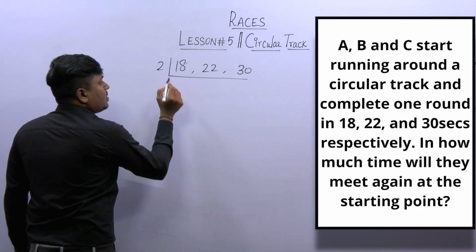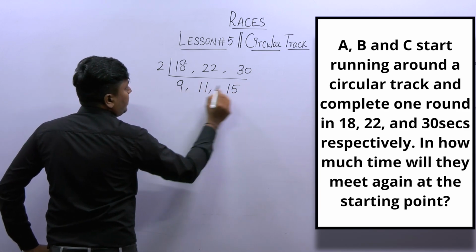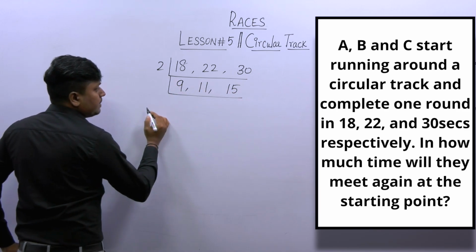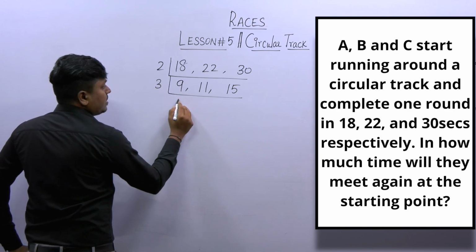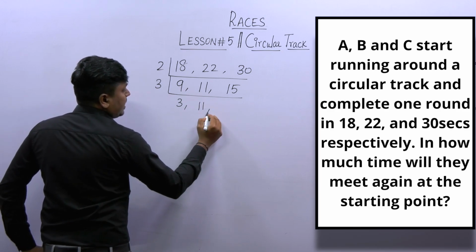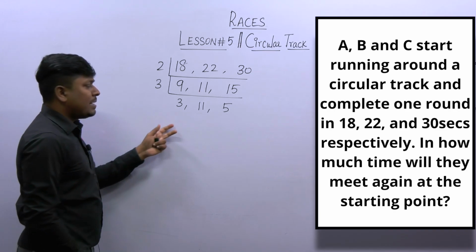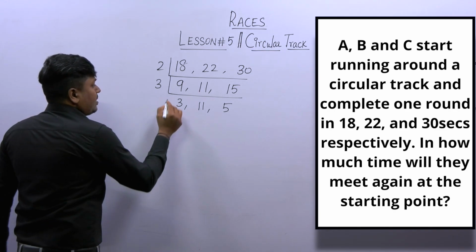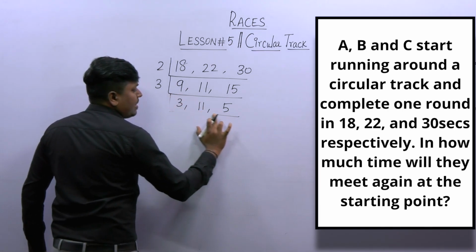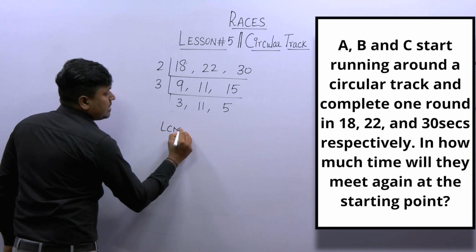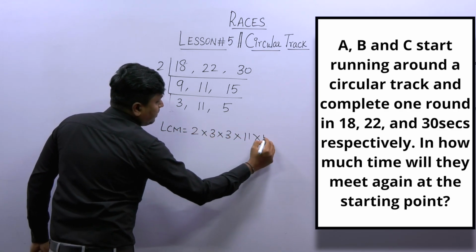So always start with 2 initially. So 9 2s are 18, 11 2s are 22, 15. So I think we can go with 3. If I go with 3, 3 3s are 9, 5 3s are 15. I think 3, 5, 11 are all prime numbers, right? So either we can take 3 outside, 11 outside, 5 outside, but it's not needed. So better we multiply all the numbers. So LCM is equal to 2 into 3 into 3 into 11 into 5.